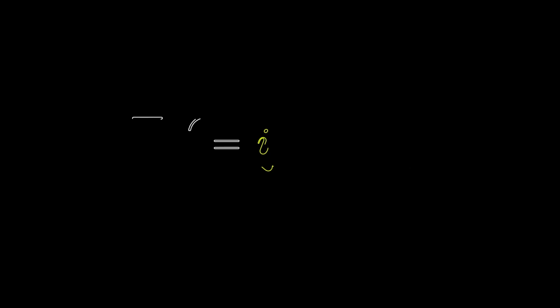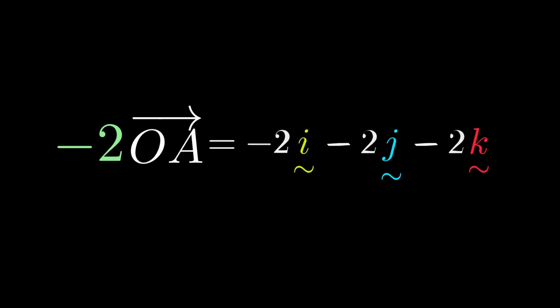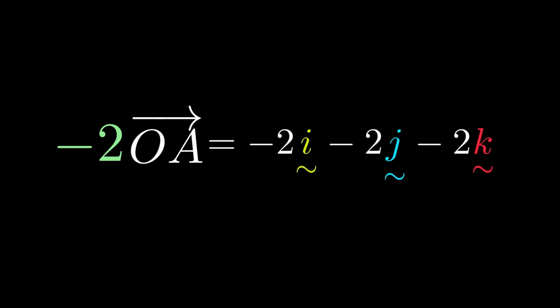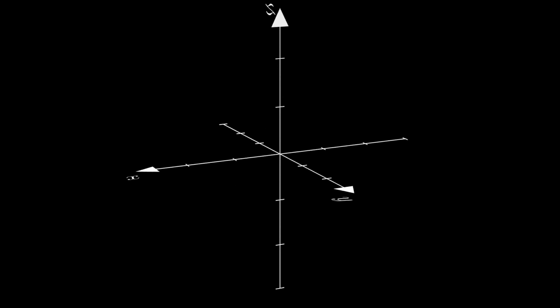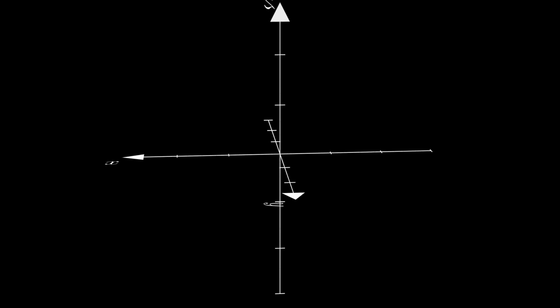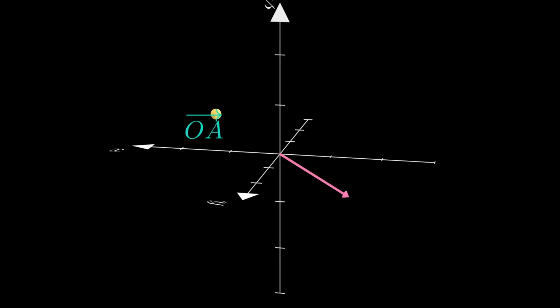If we have a vector starting from the origin and extending to some point A, where the vectors are i plus j plus k, and we wish to multiply it by a scalar of -2, we should have a new vector that's double in magnitude but opposite in direction. We will call this new vector -2OA. This arrow represents vector OA and has the equation i plus j plus k. If we scale it by a factor of -2, it's going to be doubled in magnitude but opposite in direction, as seen here.